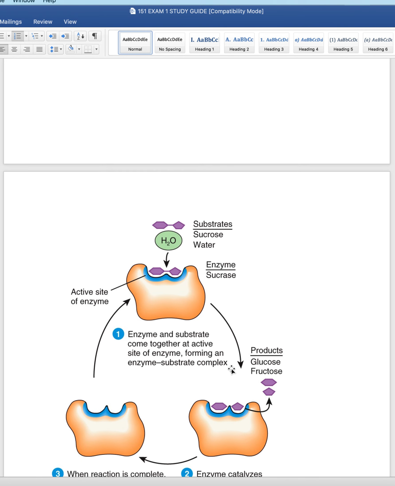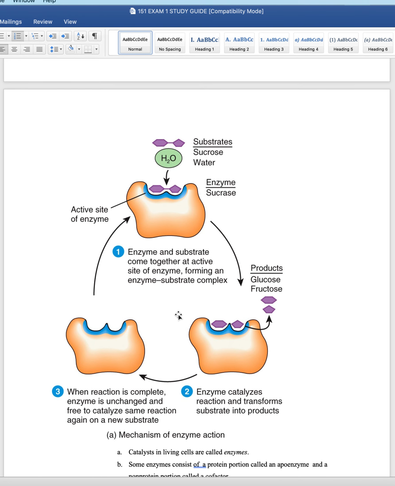All right, let's talk about enzymes for a second. Enzymes are going to be biological catalysts. They bring in substrates. In this case, the substrate is sucrose. We're also using water. Remember, anytime that we're going to be breaking things down, we're going to have hydrolysis. So we're going to break sucrose down using an enzyme called sucrase. ASE is the enzyme, OSE is the sugar. The products being glucose and fructose.